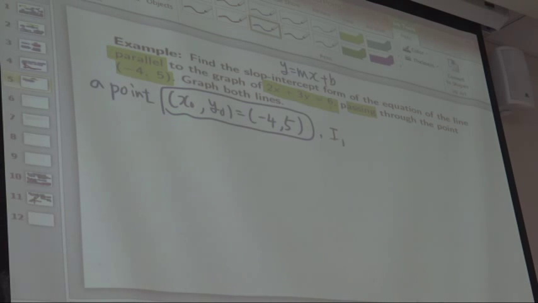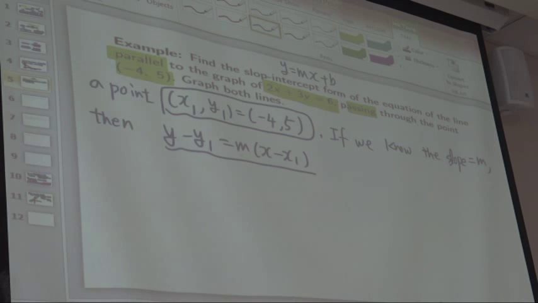So if we know the slope m, then we can have y minus y1. Let's use x1 and y1. So y minus y1 equals m times x minus x1. We can use this formula, the slope and one point case, which is the point-slope format.